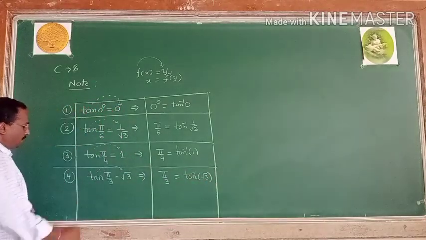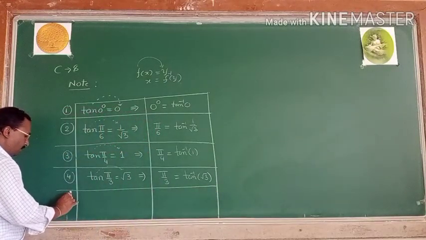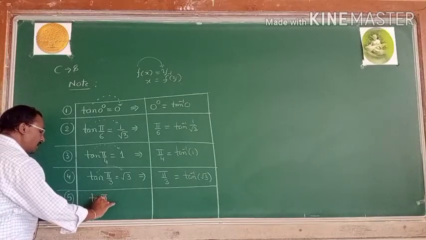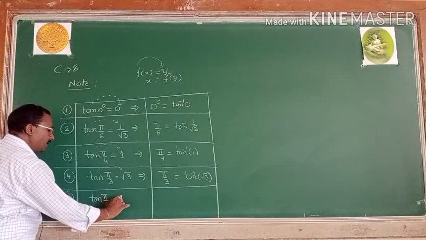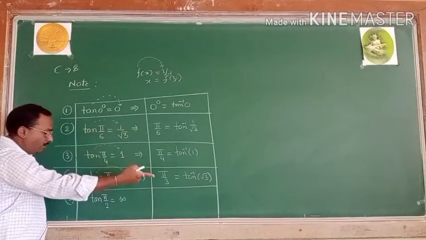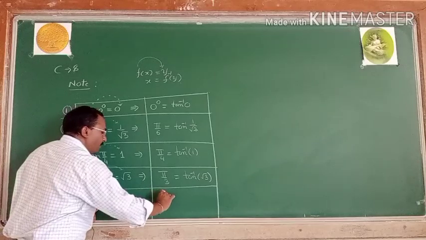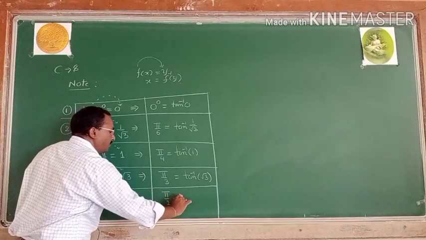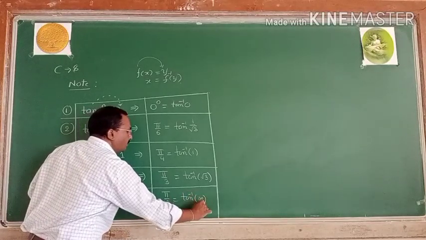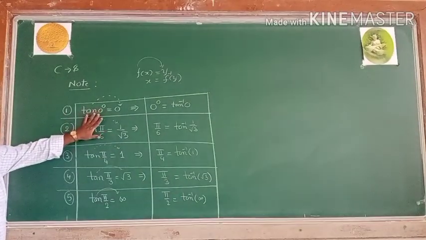Here the last one, that is the fifth one, tan 90 degree, pi by 2. Tan 90 degree is equal to infinity. Tan 90 is what? Infinity. Infinity by another name is not defined. This can be expressed in the form of pi by 2 is equal to tan inverse of infinity. This is not simple, not defined. Keep in your mind this table for tan.